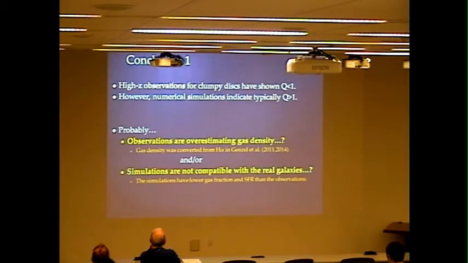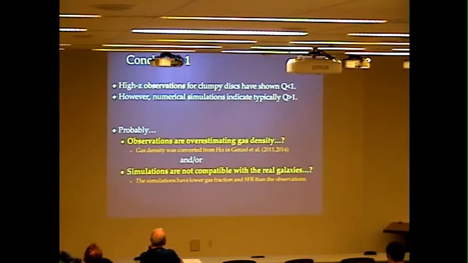Okay, mainly I got two conclusions. Conclusion 1 is the inconsistency between my calculation and observation. Observations have generally shown that clumpy galaxies have Q lower than 1, looking unstable in the entire region of the disk. But in my calculation, the numerical simulation indicates that Q is typically higher than 1. Q becomes lower than 1 only inside the clump or around the clump.